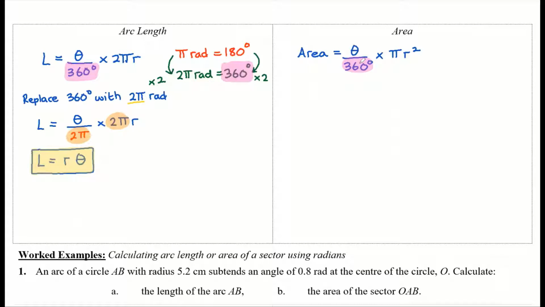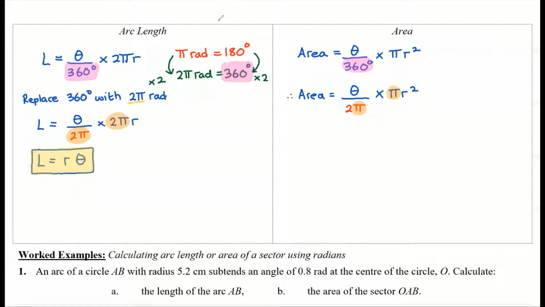Okay, let's have a look at what it is. So the area is now going to equal theta divided by the 2 pi, and then we're going to multiply that by pi r squared. Now we have a little bit of cancellation here. The 2's won't cancel, but the pi's will. So the pi is going to cancel here and here, and we can tidy this up really nicely.